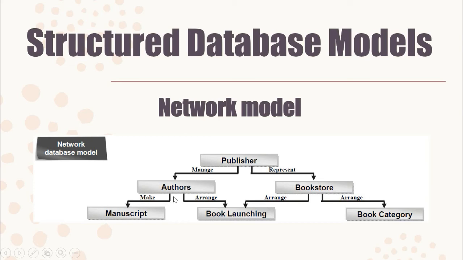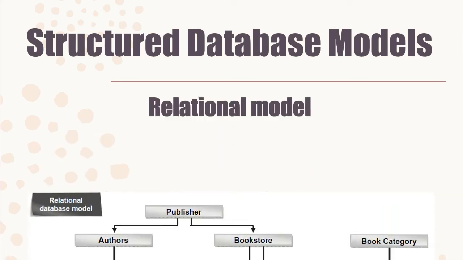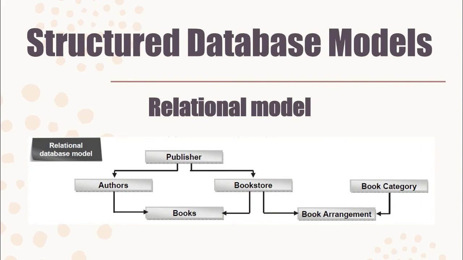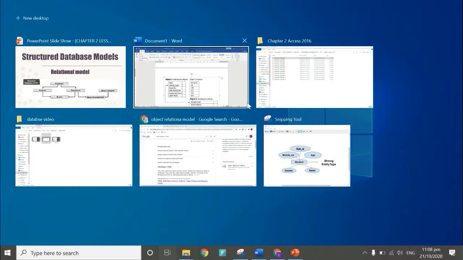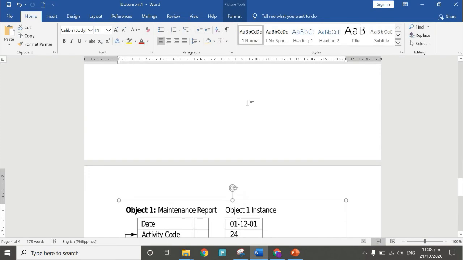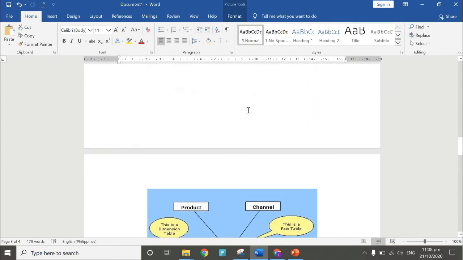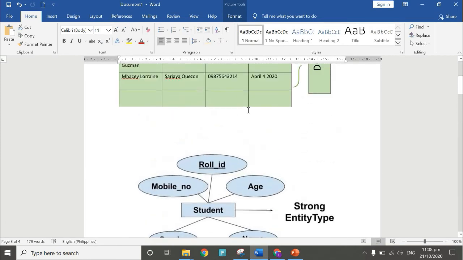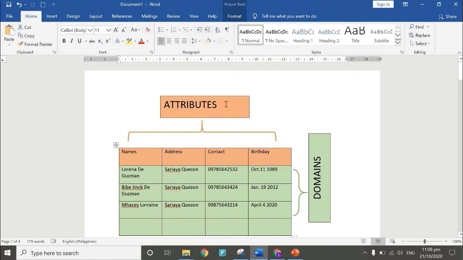Okay, the next one is the relational model that consists of attributes and domains. Okay, the attributes and domain, daw, kapag nalagay daw natin yan sa table, ay magiging ganito daw ang itsura ng ating relational model, which has attributes and domain. The attributes are the names between each column, and the domains are the data of the attributes. Okay, that is relational model.